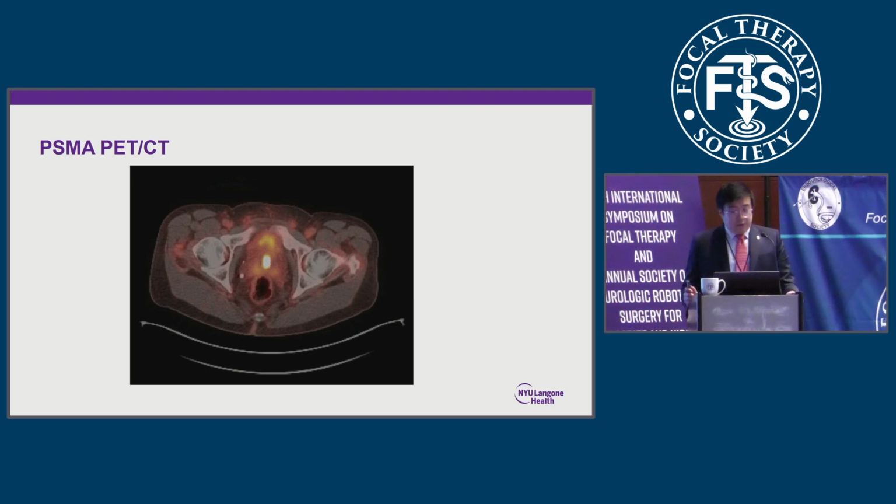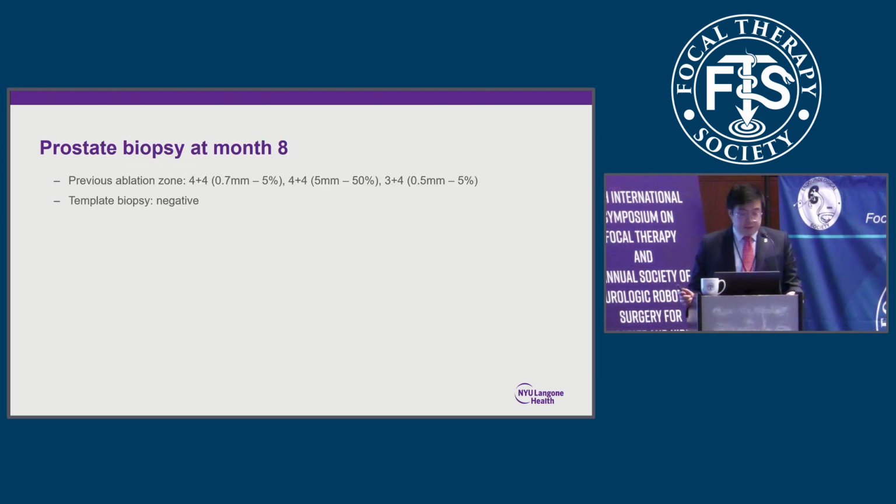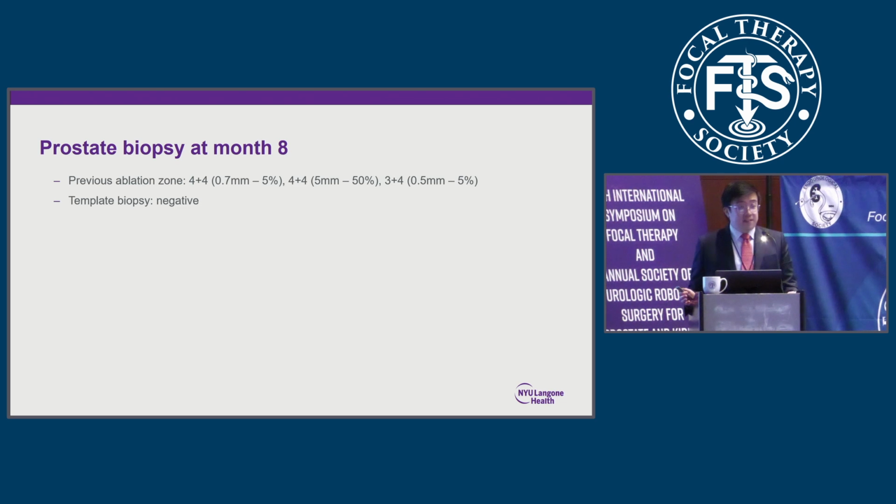He was taken back for a second cryoablation. So before that, we biopsied him. It came back as 4+4 actually, grade group 4 disease. But it was low volume. He was obviously offered all of the options: surgery, radiation, or repeat ablation.